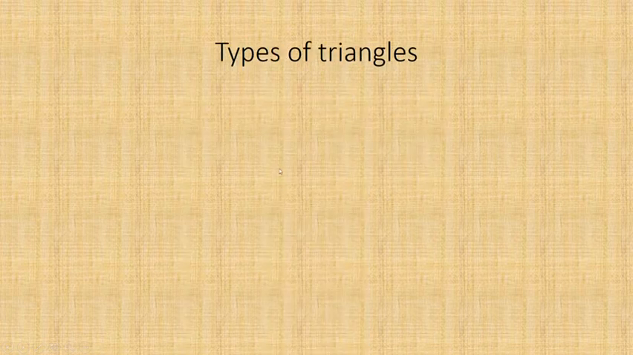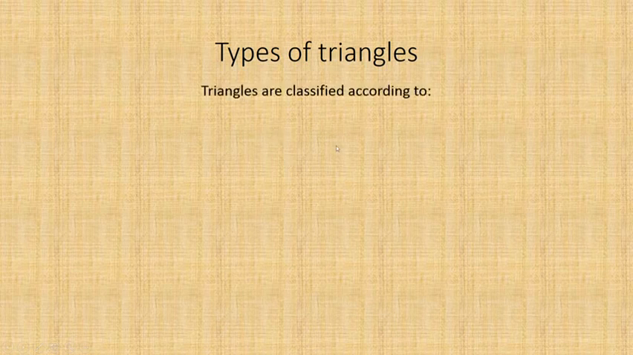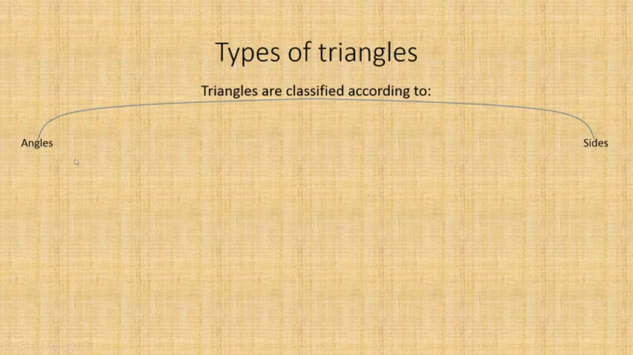Okay, let's go to the new lesson today, which is types of triangles. Look here, triangles are classified according to two things. First, according to angles, and the other classification is according to sides. So let's start with angles.